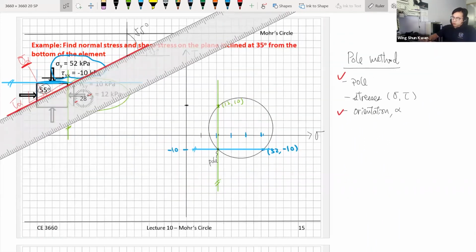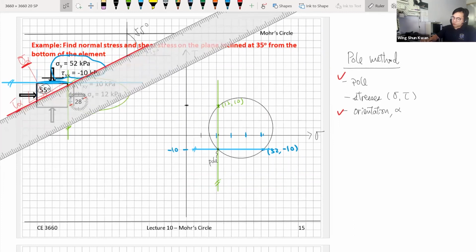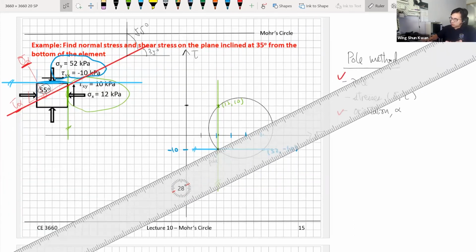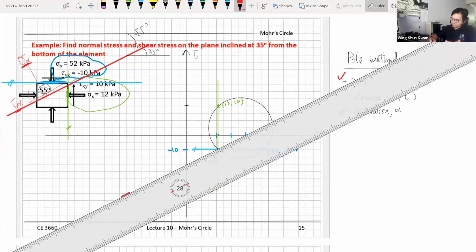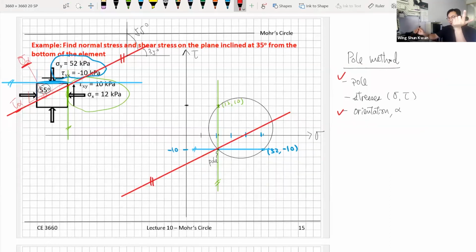Okay, so this plane is parallel. So this is supposed to be parallel. So you end up with the orientations and also the pole. So these two planes are parallel. So the pole, the stress, the orientations. So this is 35 degrees, and this is the 55 degrees. And this is your answer.